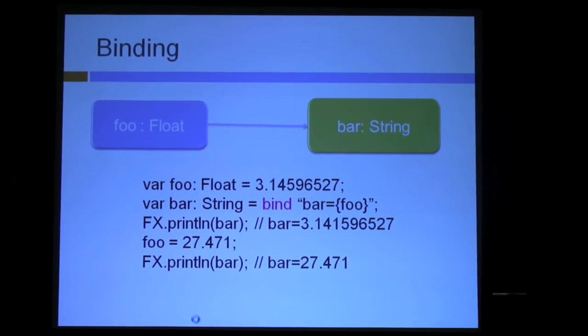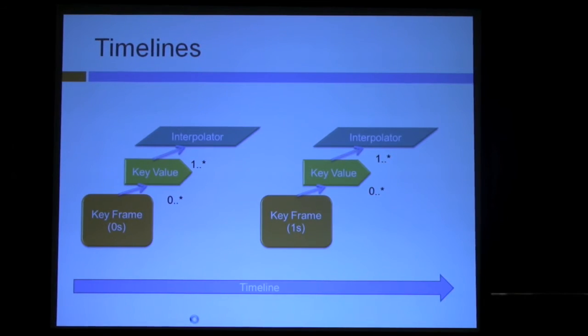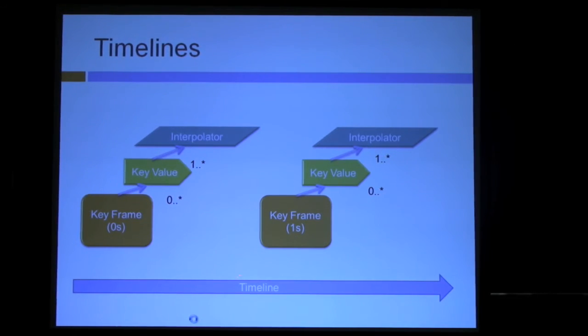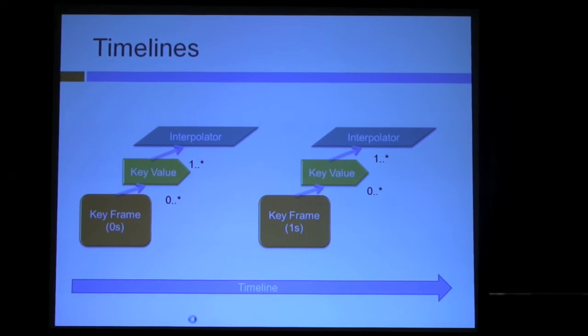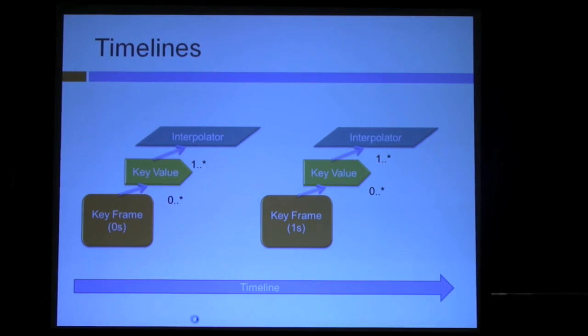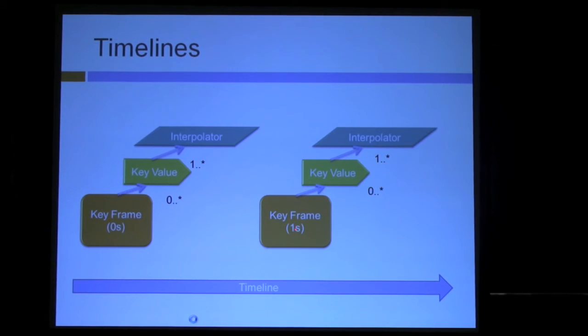So with that, the next thing you need is timelines. Timelines, for the benefit of those who did not attend the JavaFX presentation, are essentially like Macromedia Flash timelines. We have zero to many keyframes and key values, and interpolators, which allow you to do your tweening: linear, ease in, ease out, and ease both. So you can have a number of keyframes and a number of key values.